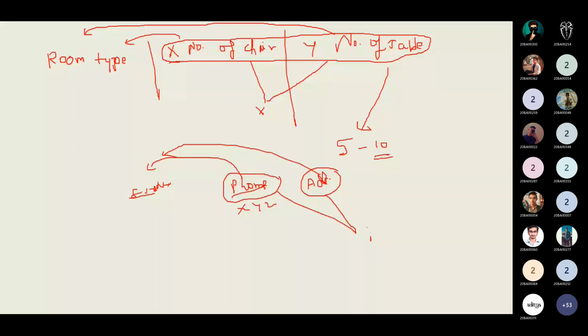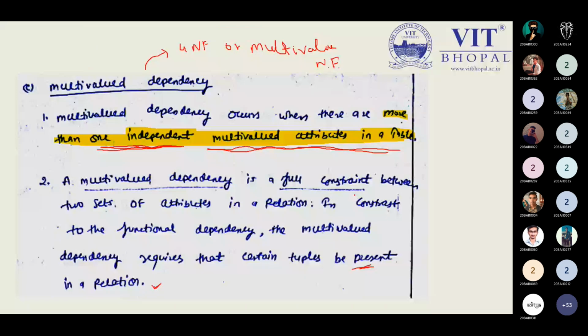Now look at the definition once again. Multi-value dependency is fully constrained. It means we have to identify it between two sets of attributes in a relation. In contrast to functional dependencies, the multi-valued dependency requires certain tuples to be present in a relation. That is the point.